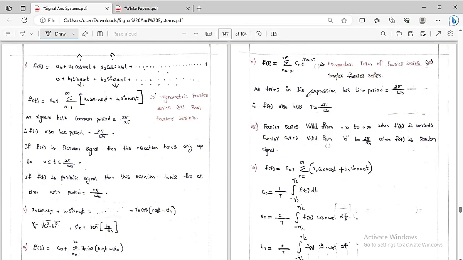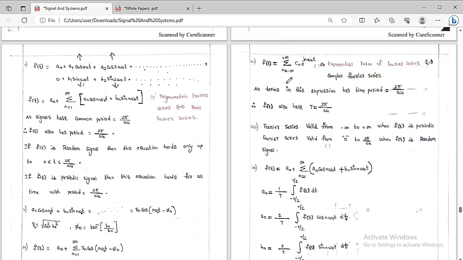The next point is, suppose f of t is equal to sigma n is equal to minus infinity to plus infinity Cn into e to the power of j n omega naught t. This is called the exponential form of the Fourier series, or the complex Fourier series representation.